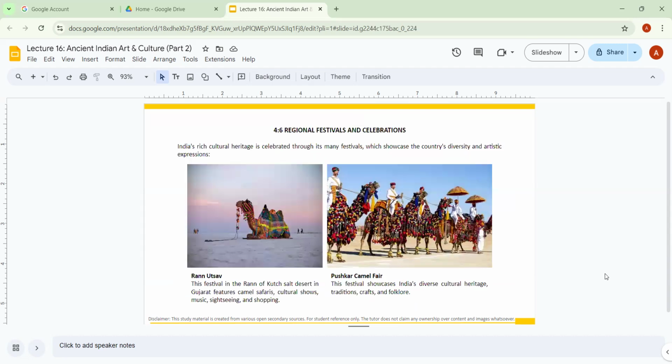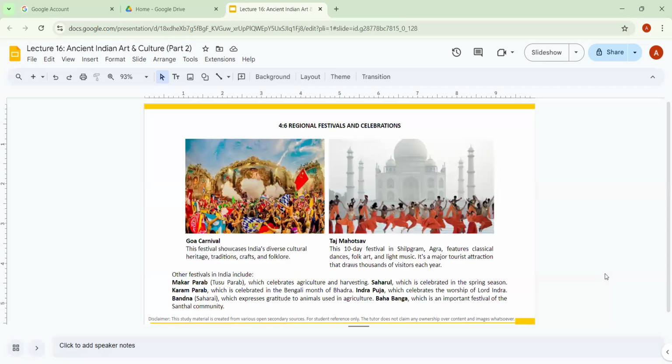The regional festivals and celebrations. India's rich cultural heritage is celebrated through many festivals which showcase the country's diversity and artistic expressions. A few festivals among them are the Rann Utsav, that is celebrated in the Kutch Salt Desert in Gujarat, the Pushkar Camel Fair, which is situated in Rajasthan, the Goa Carnival, and the Taj Mahotsav. Makar Parab, Saharul, Karam Parab, Indra Puja, Bandhana, and Bahabanga are many such regional festivals among them.